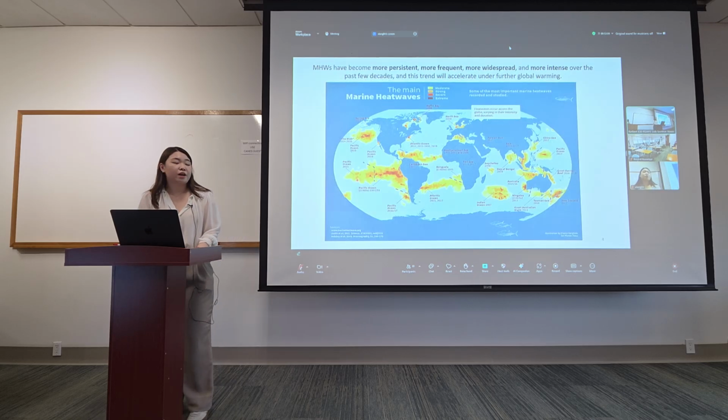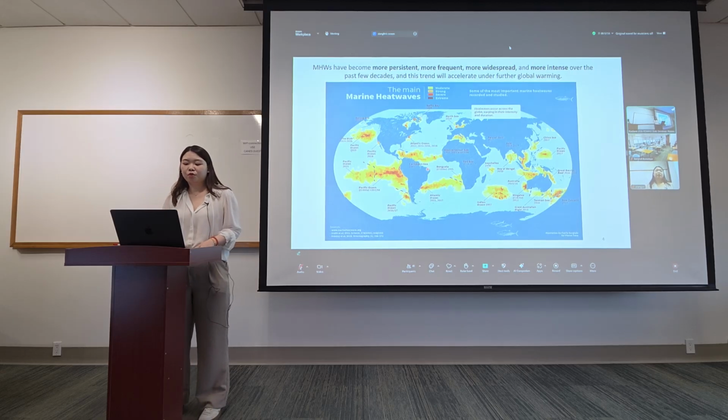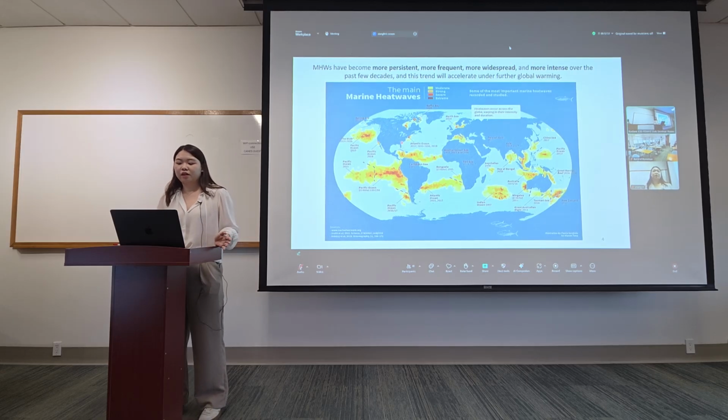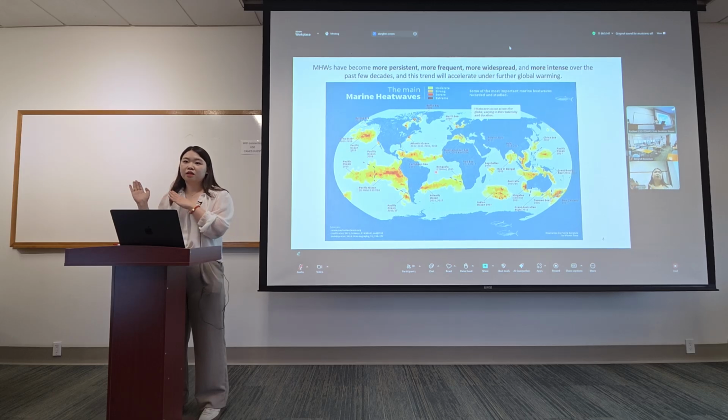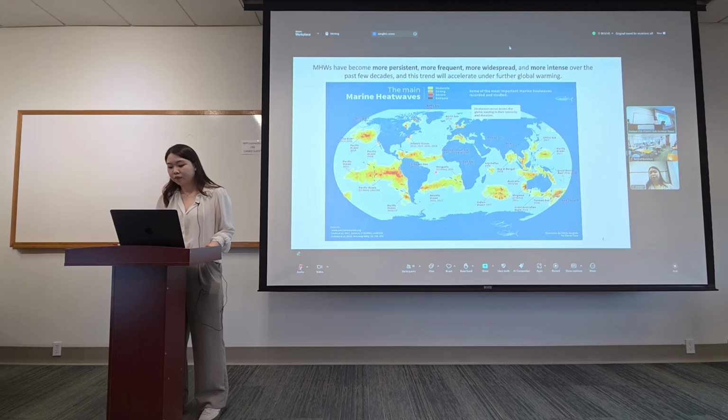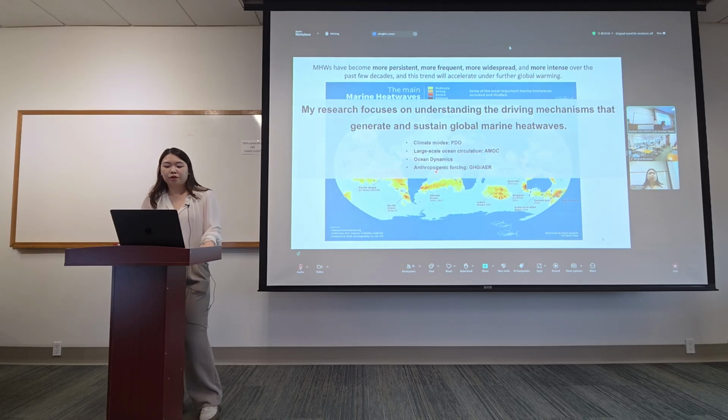Here I show the map of recent years' marine heat wave events. We can see these events occur across all ocean basins. And in recent decades, marine heat waves have become more frequent, longer, and stronger. And this trend will keep accelerating with ongoing global warming. And this is where my research comes in.